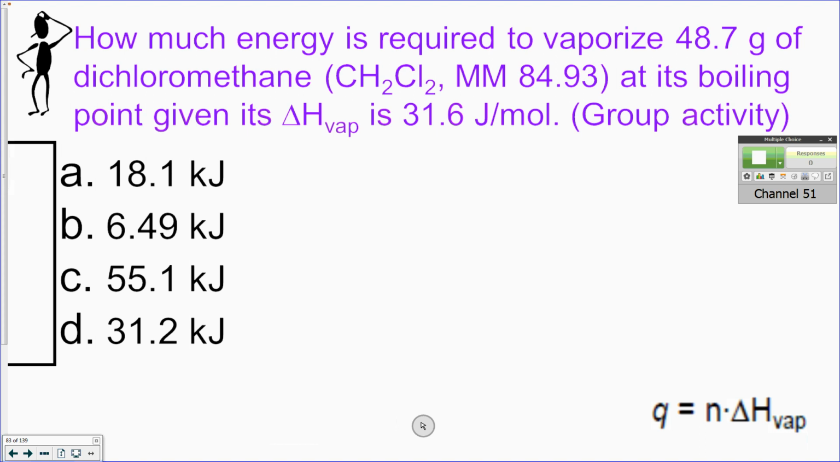And again, turn around, talk to somebody, ask a question if you don't know. Confirm your answer with your neighbors, however you want to do it. But you've got a couple minutes to figure it out.